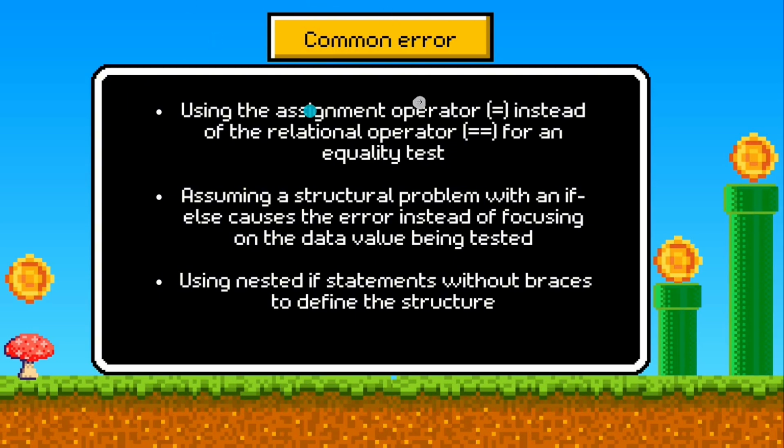First, using the assignment operator equal instead of the relational operator equal for an equality test. Second, assuming a structural problem which causes the error in the if-else instead of focusing on the data value being tested. Thirdly, using a nested if statement without braces to define the structure.